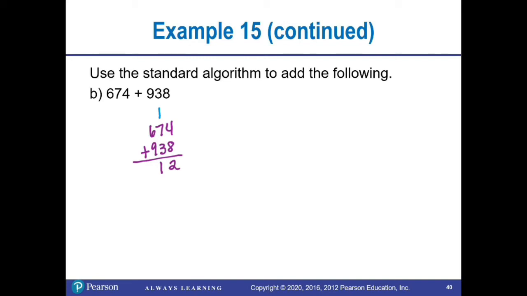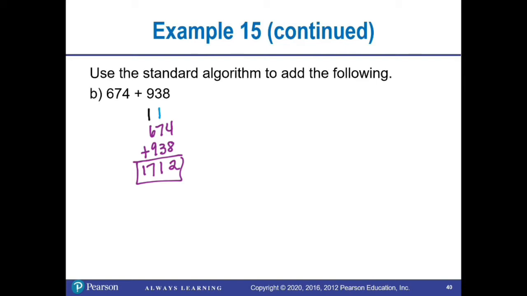Now notice I have a 1 there, and I'm going to regroup or trade and add a 1 to the hundreds column, because 10 tens from the 11 gives us an extra 100 in the hundreds column. 1 plus 6 plus 9 is 17, so we have 1,712.